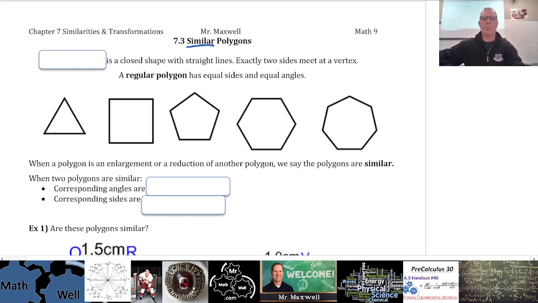All right, so a polygon, let's talk about what a polygon is. A polygon is a closed shape. Now a closed shape means that basically all the sides touch at a single point. Closed shape with straight lines. So we're not talking about curved lines, it's just straight lines. Exactly two sides meet at something called a vertex. So a point where two sides meet, that would be called a vertex.